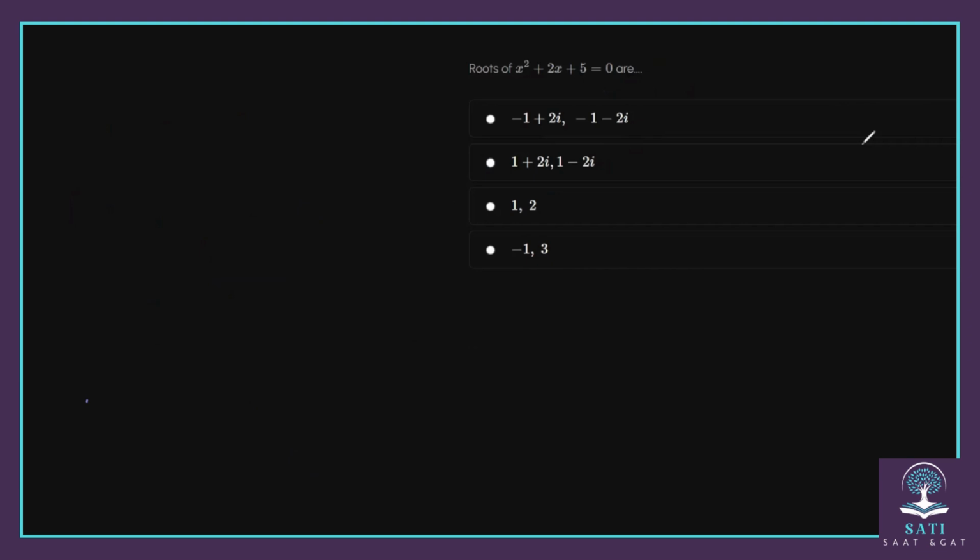Roots of x squared plus 2x plus 5 equals 0. What are the roots? To find the roots, or the solutions. First step, we're going to see, can we solve it this way?